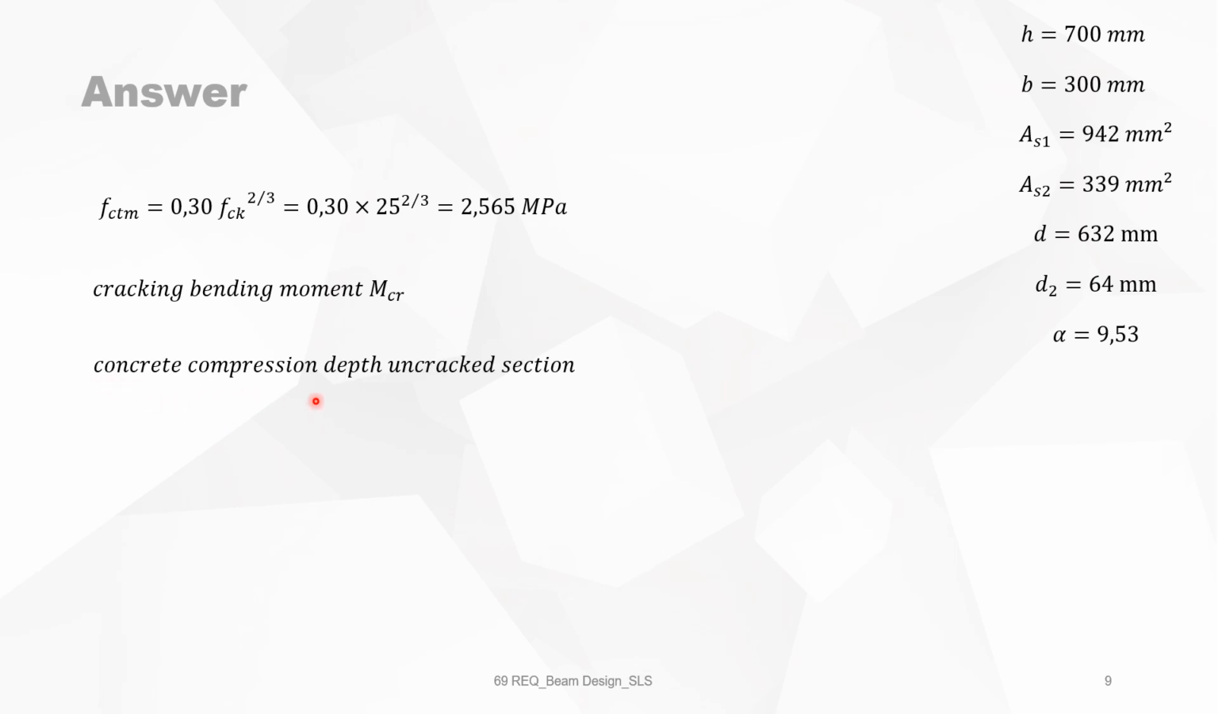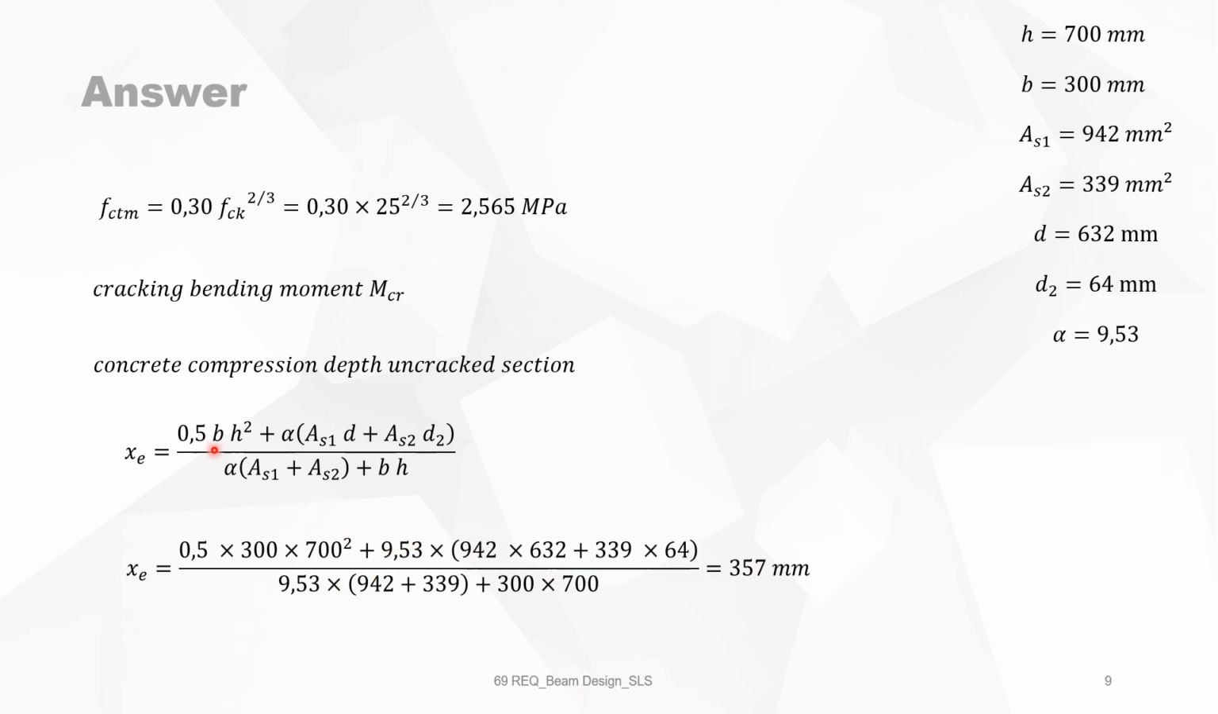So we need the concrete compression depth of the uncracked section, because we are first going to calculate the cracking bending moment. You start with the uncracked section. So that is the point of gravity of the fictive cross section where the section is not cracked. And then we can fill in some numbers, and XE is 357 millimeters. You see, this is larger than the one with a cracked section.